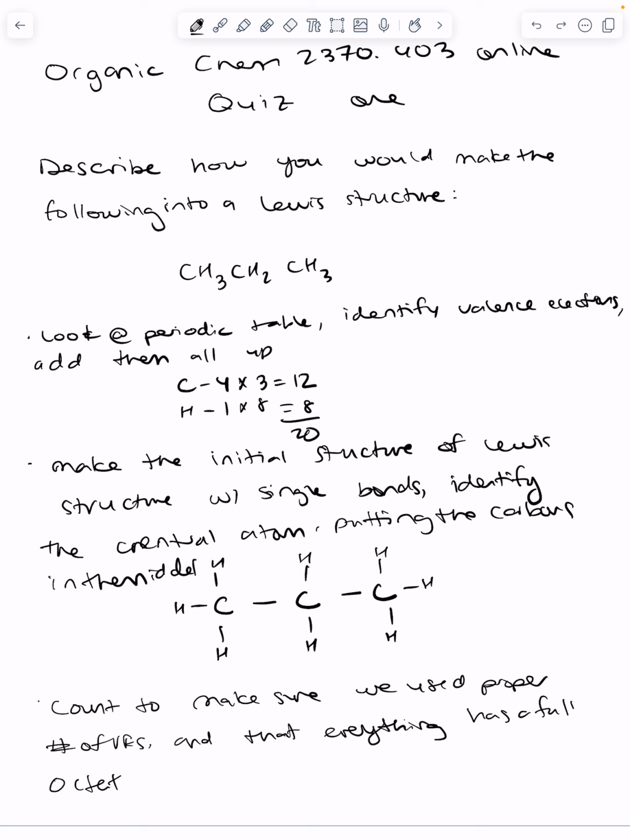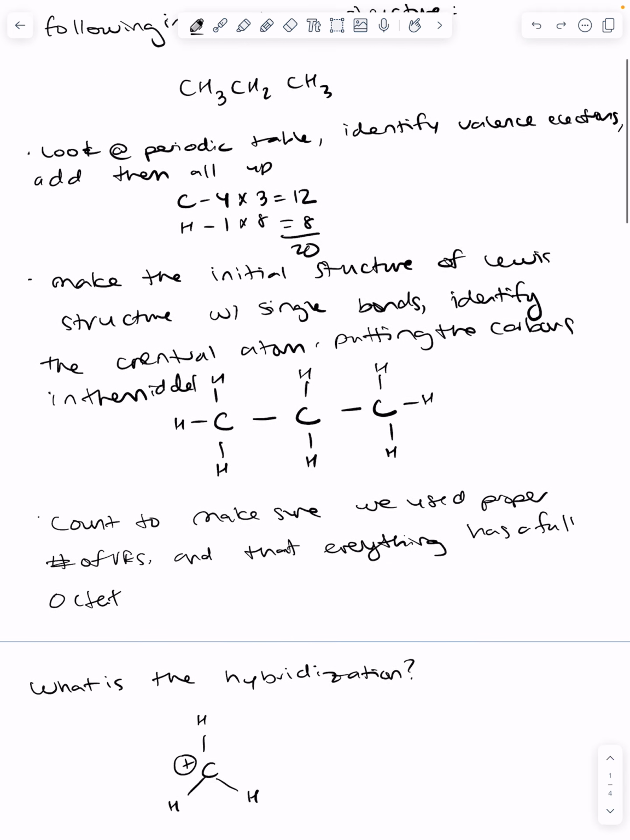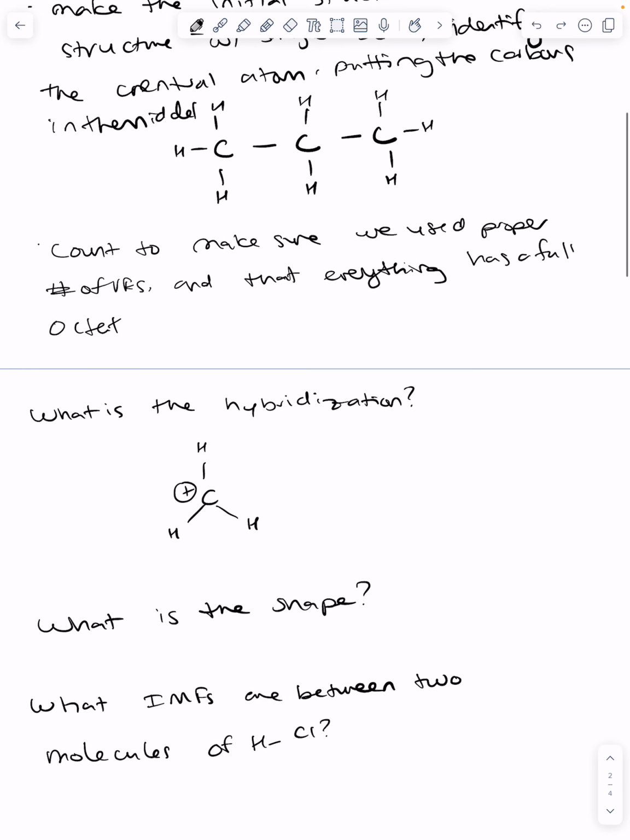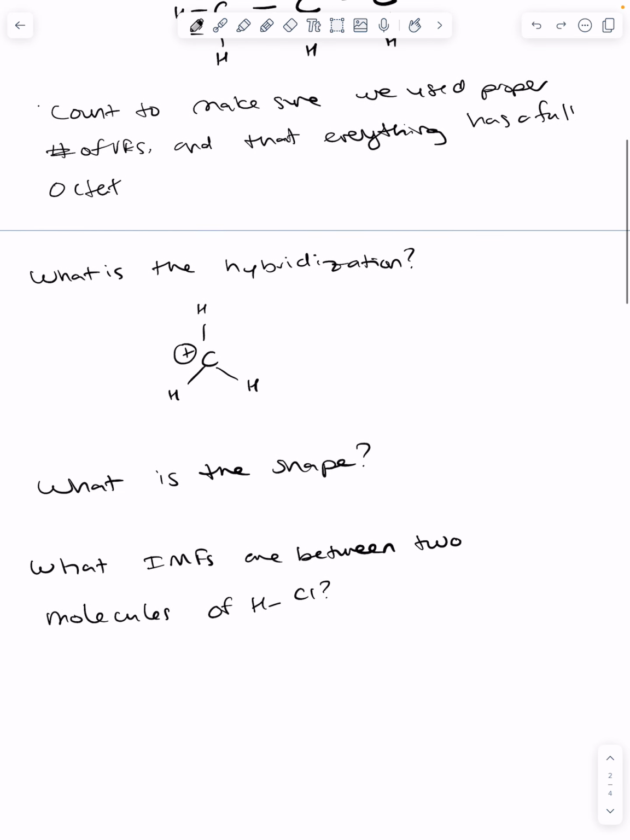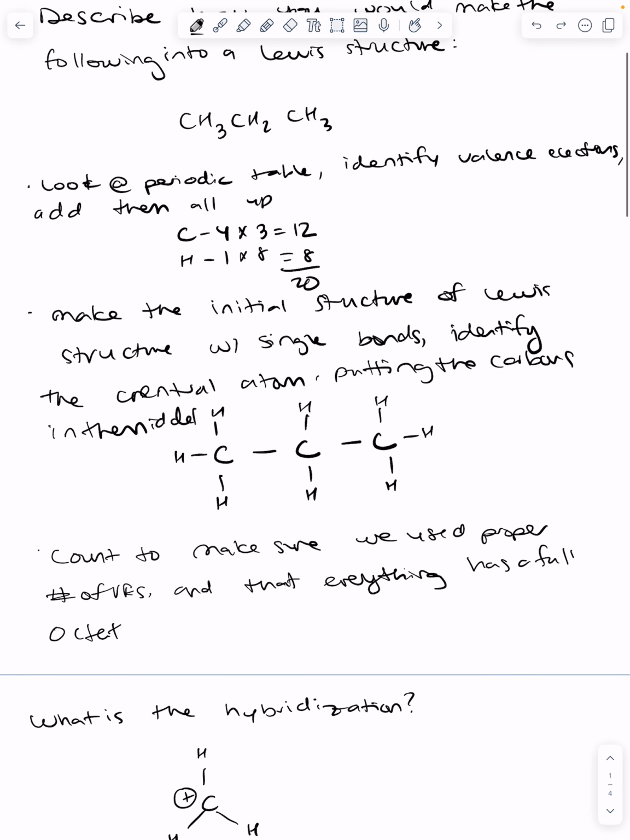If you talked about either the octets or counting up the initial valence electrons, I gave you 4. And if you talked about both, then you got full points. And if there was something nonsensical, depending on how much nonsense it was, I gave 1 or 2 points. So that's how I would do it.